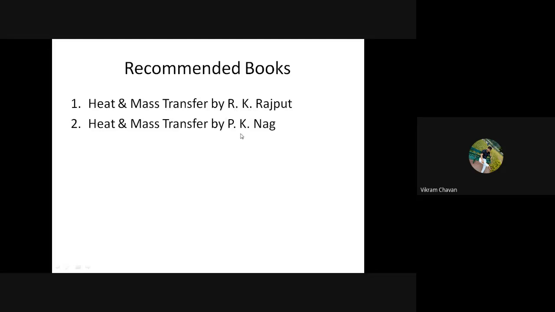P.K. Nag is somewhat difficult to understand. Some of the steps require some basic knowledge, but in R.K. Rajput, all the basic steps are clearly described. The numericals are very easy, and the examiner also prefers this book. Most of the time, the heat transfer numericals are from R.K. Rajput.